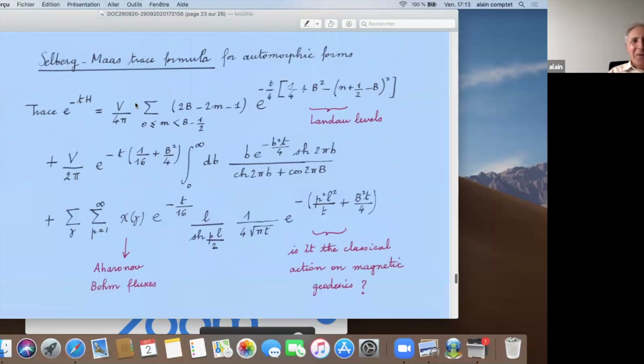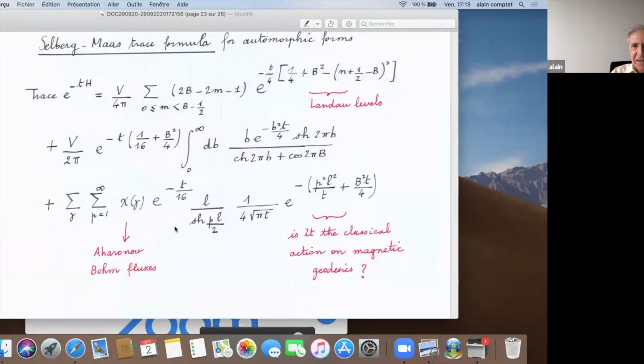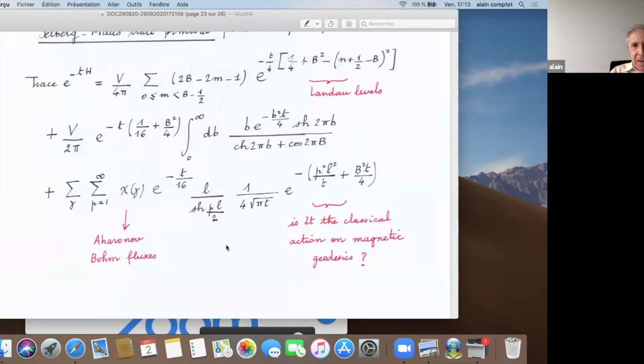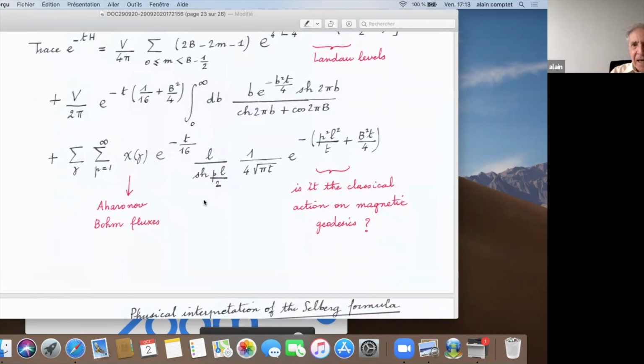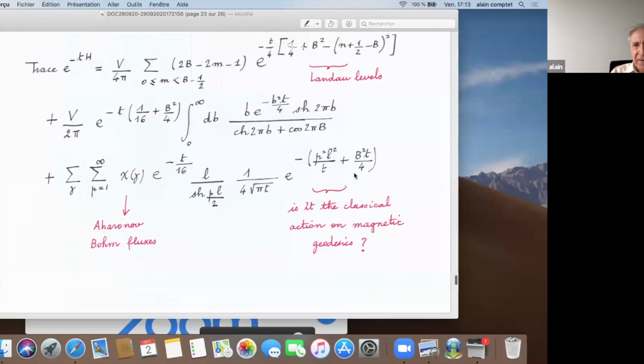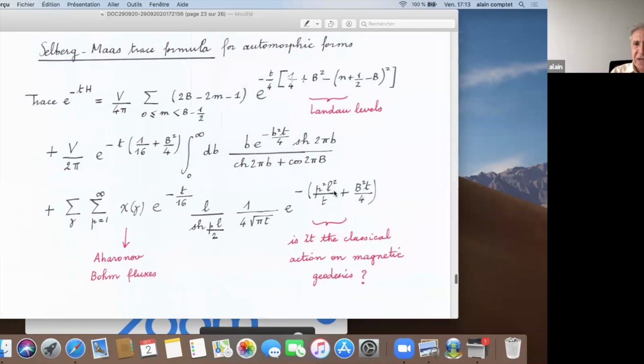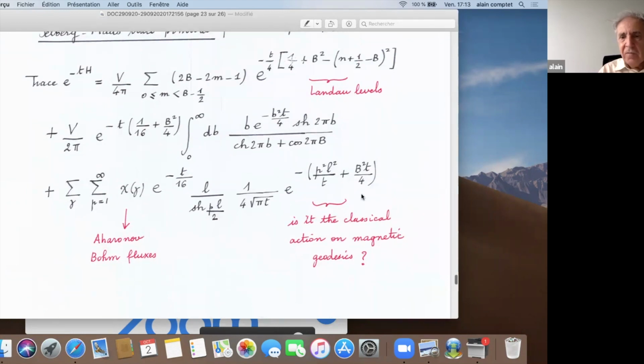So in this formula, you see that you have an extra term. The main term, which comes from periodic orbits, is this one. And you have a phase here, which can be interpreted as Aharonov-Bohm fluxes. And what is very strange, and seemed mysterious for a while, is that this term is almost the same as in the free case. The magnetic field doesn't seem to change the periodic orbits. In fact, you have just the addition of this term.